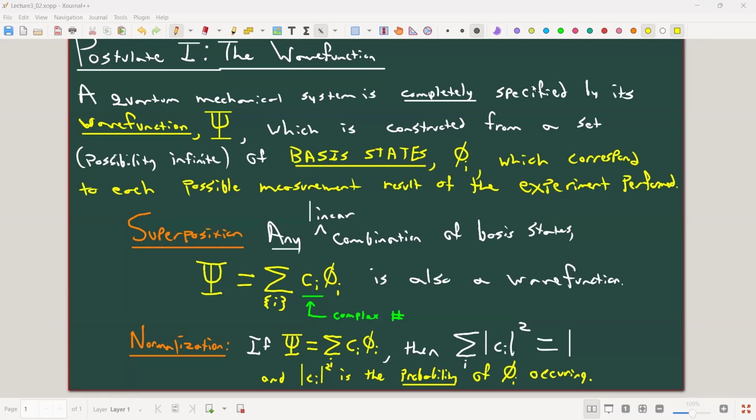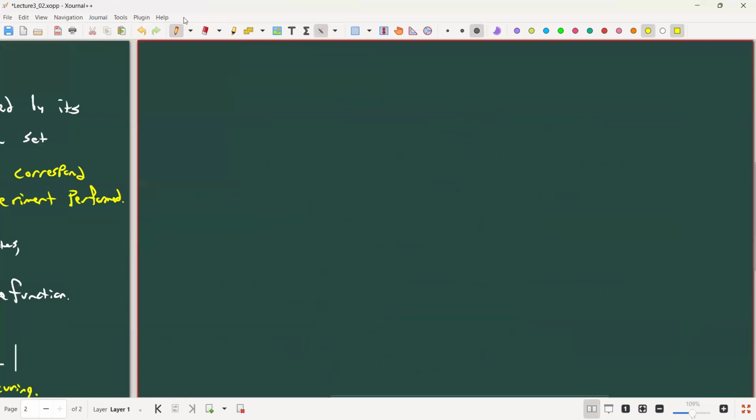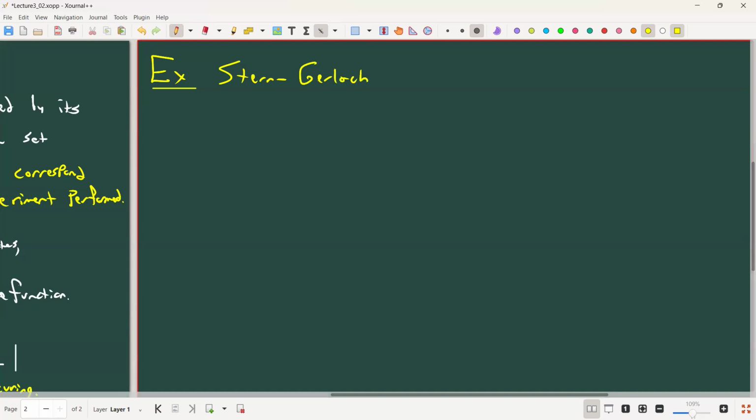So let's look at a quick example of that. Let's just remind ourselves really quick how that works. All right, so we'll look at our Stern-Gerlach Z-box one more time. Again, you're going to look at it in the homework, so I'm not going to spend too much time on this.